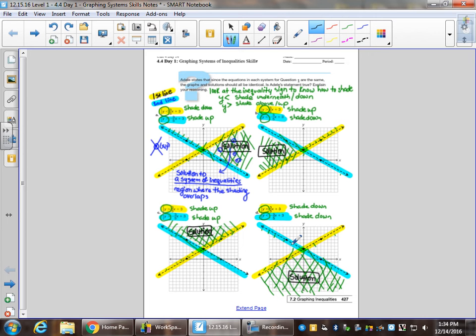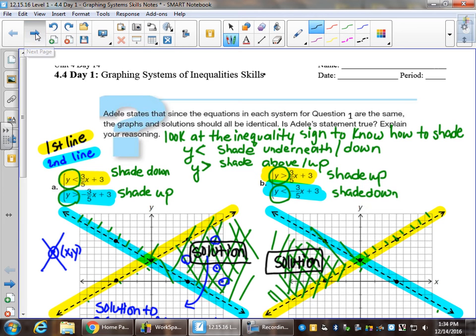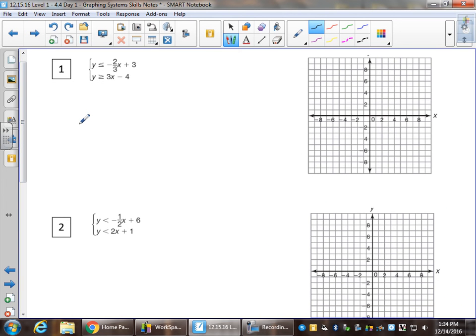Now that we've warmed up with how to shade, let's actually work on creating our own graphs. Let's get right into it with number one. I look at the system I have. I notice that both are solved for y. Notice how y is by itself. That's really nice because we can get right into using mx plus b to know how to graph. So I'm just going to circle this one and draw an arrow over here. M is negative 2/3 and B is 3.